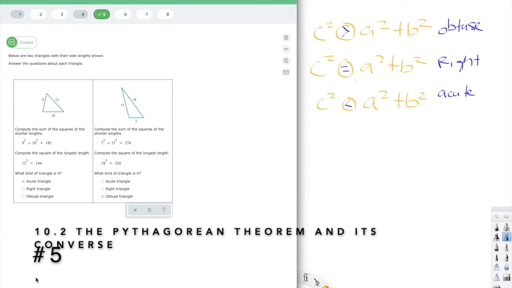So we do need to know these pieces, but we're always looking at the c squared. Is c squared bigger? It's obtuse. Is c squared smaller? It's acute. Is c squared equal? It's right. So if you focus on the c squared, what is the c squared compared to the others? Then it makes it a little bit easier there.